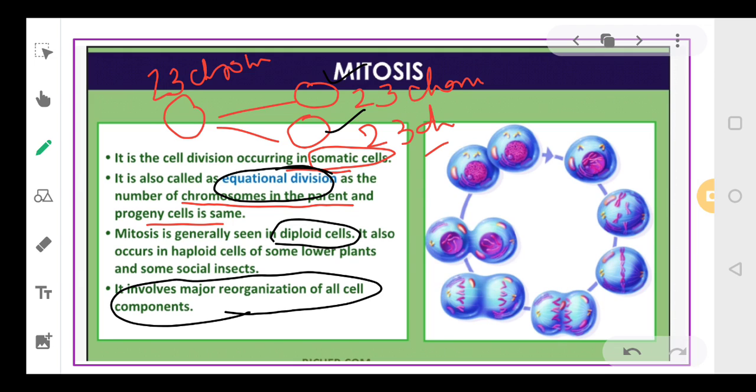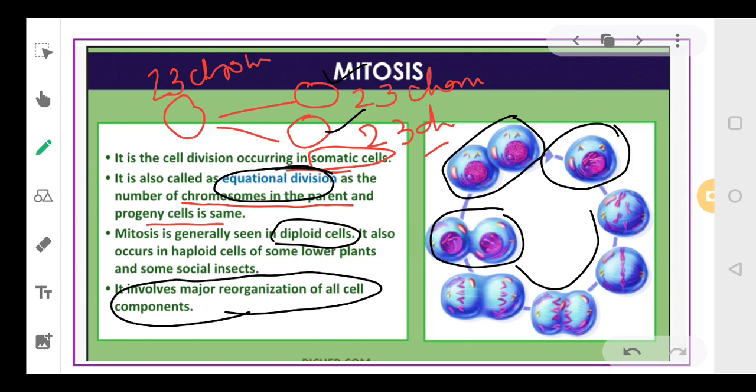If you look at the picture, we have a single cell. Then the chromosome number of the single cell will be doubled. It will pass through the different phases, then it will divide to form two cells. So this type of cell division results in the formation of two daughter cells, and each daughter cell has the same number of chromosomes as present in the parent. That is why it is called equational division. Clear?